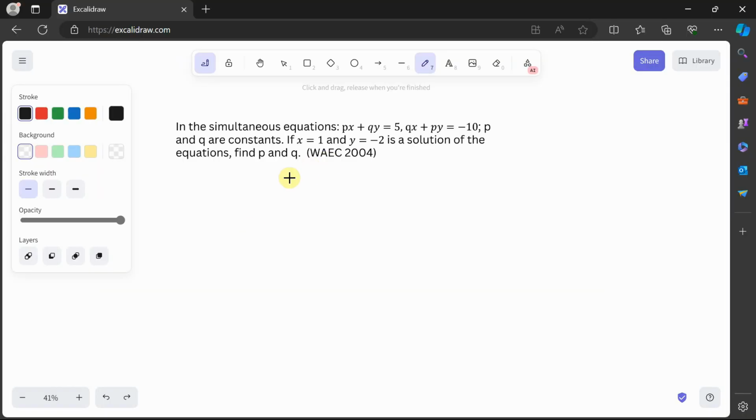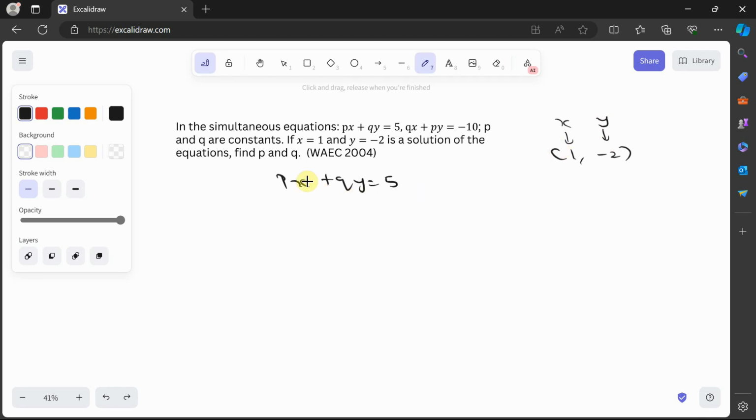So we have the first equation, which is px plus qy is equal to 5. This says that x is equal to 1 and y is equal to minus 2 is a solution. So that means we have one solution, which is 1 comma minus 2. The first one is talking about the x, and the second one is talking about the y.